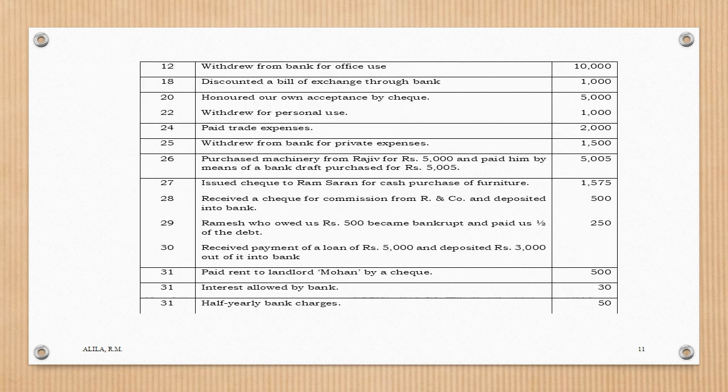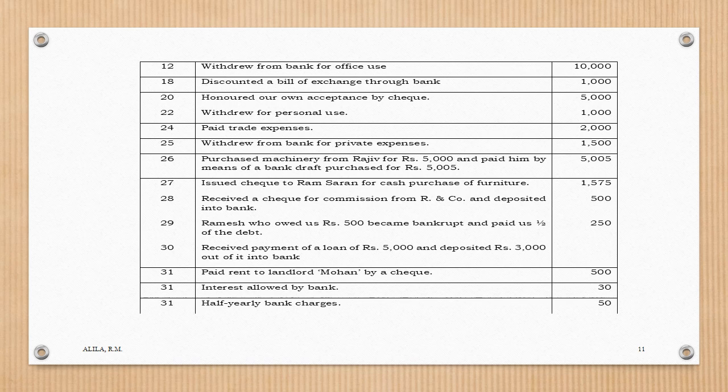But again, we have some more information. Continue. Withdrew from the bank 10,000, discounted bill 1,000, own acceptance paid by check 5,000, withdrew for personal use 1,000, paid expenses 2,000, withdrew from bank for private expenses 1,500, purchased machinery from Rajik for 5,000. They paid him by means of bank draft.